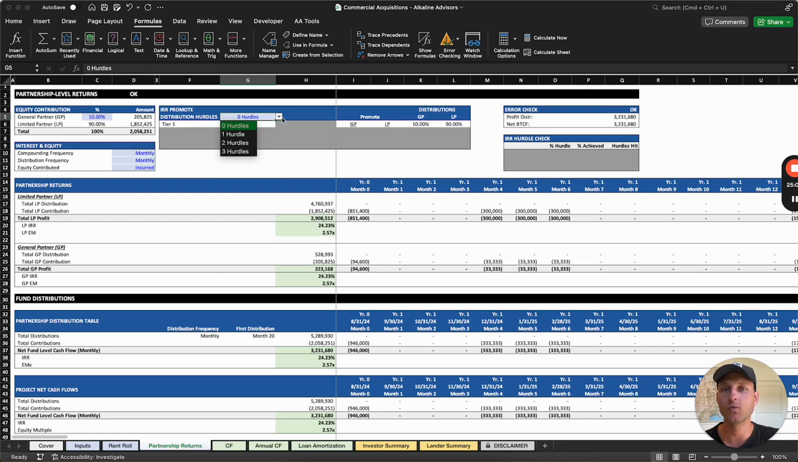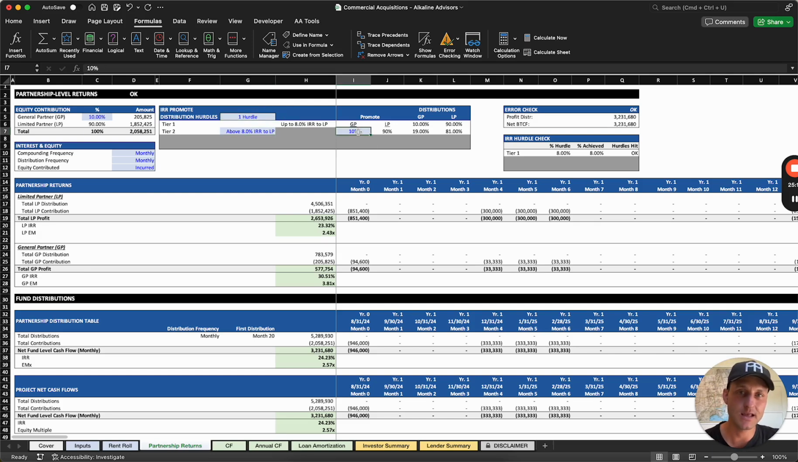But then you can choose whether or not there are promotes in place, right? A 10% promote above an 8% hurdle to the LP, then the GP gets an additional 10% on top of their 10% of the remaining pie. So the distributions will be 19% to the GP, 81% to the LP. And you can choose, again, up to 3 hurdles.